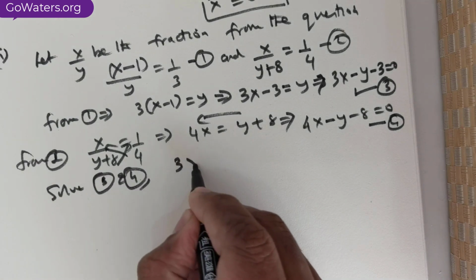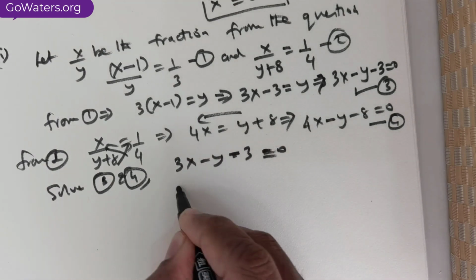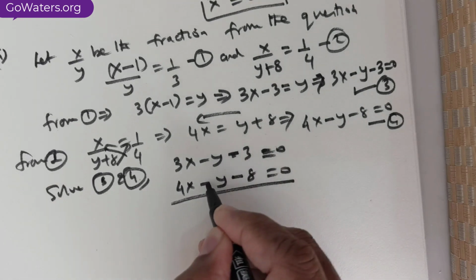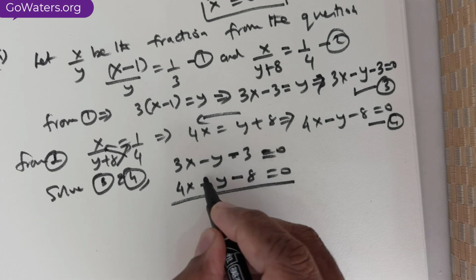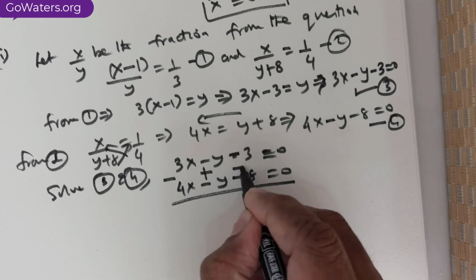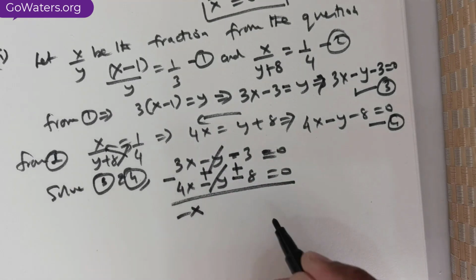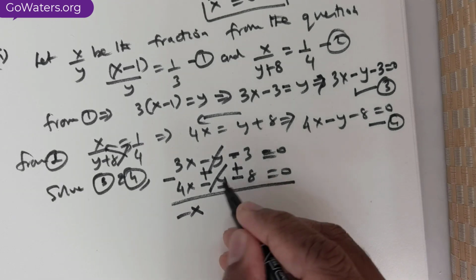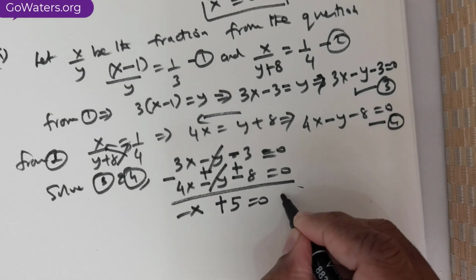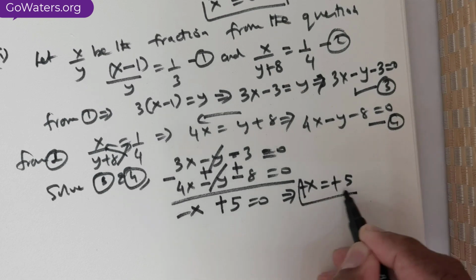So what is 3? This is 3X negative Y negative 3 is equal to 0. And 4X negative Y negative 8 is equal to 0. Change the sign. I want to eliminate Y. So you got a positive here, place negative. You got a negative here, place positive. So Y is eliminated. 3X negative 4X will give you negative X. Negative 3 positive 8 would give you positive 5 is equal to 0. Move the 5 to the other side, you get negative X is equal to negative 5. Change the sign, so X is equal to 5.